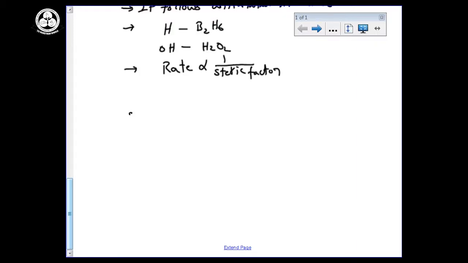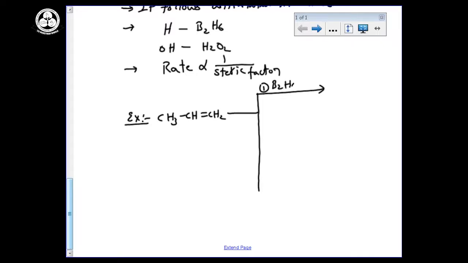Now see another example. That is CH3CH=CH2. Same example I have taken, but I am going to write different types. Type number 1: I am taking B2H6 and THF, tetrahydrofuran, and second step, H2O2 in presence of OH minus. We are following the anti-Markovnikov rule, and the answer is like this.